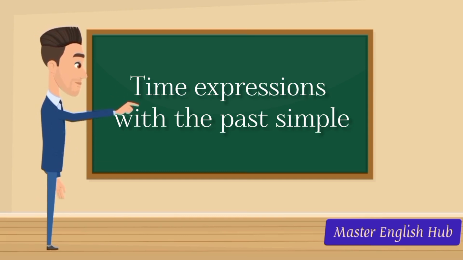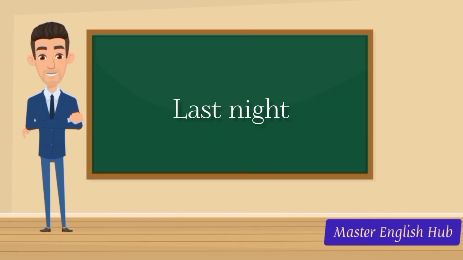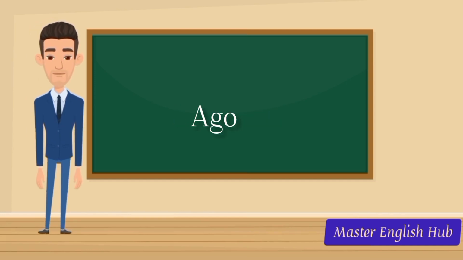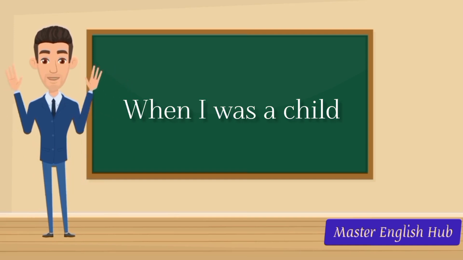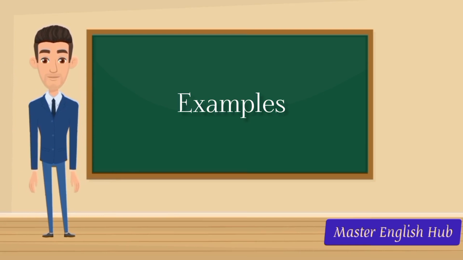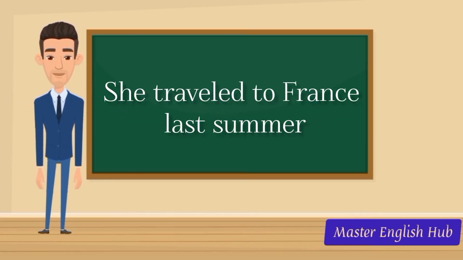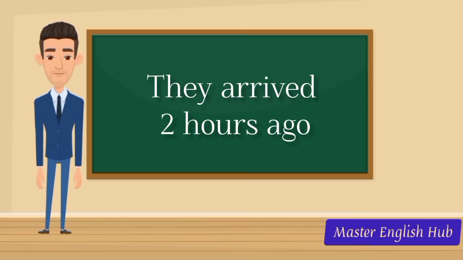Time expressions with the past simple. These expressions often tell us the action happened in the past. Yesterday, last night. Last week, last year. Ago, 2 days ago. 5 minutes ago. In 2010, in 1999, a specific year. When I was a child. Then, after that. Examples: I met him yesterday. She traveled to France last summer. They arrived 2 hours ago.